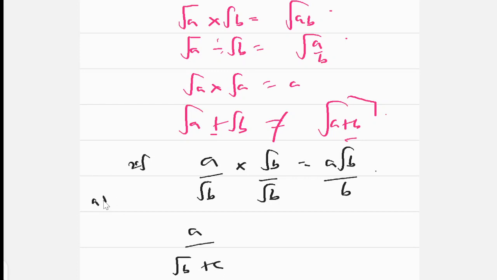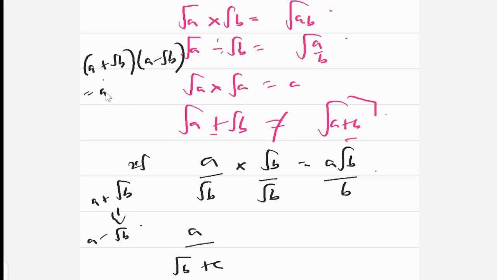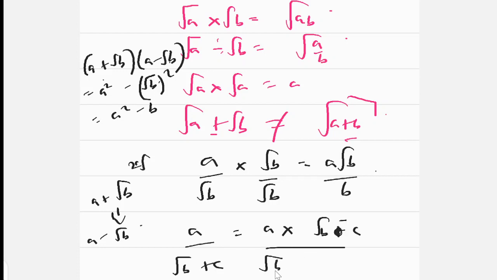When I have a plus root b, then its conjugate is what? A minus root b. It is because when you multiply a plus root b by a minus root b, if you apply your difference of two squares, this is going to give you a squared minus root b squared. You see that get rid of what? That get rid of this radical. It means you want to rationalize this guy, then you multiply both numerator and denominator by the conjugate of root b minus c. So that will now be root b plus c multiplied by root b minus c. So if that is clear, let us now move to our question.